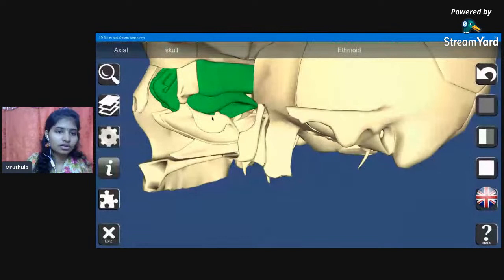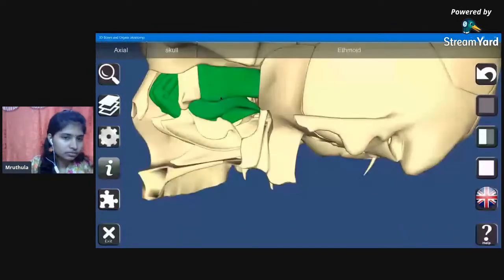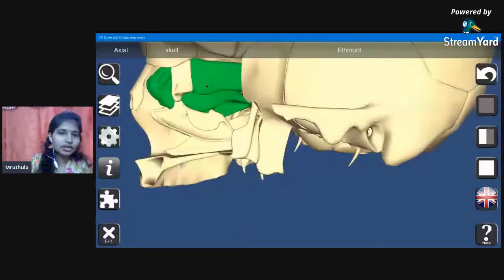Okay, so what did we see in the lateral wall? What are those structures we saw? Superior, middle and the inferior. That is what is shown here. Okay, this is the superior and the middle concha, and here this is inferior concha.